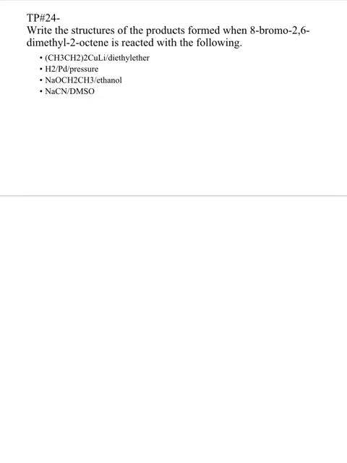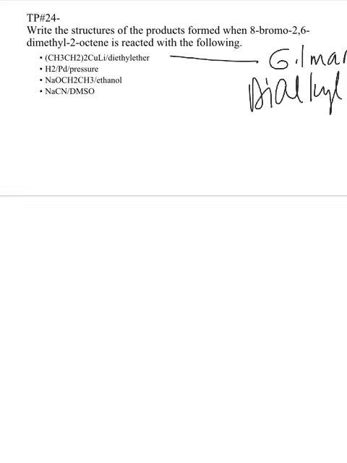This review question, number 24: write the structures of the products formed when 8-bromo-2,6-dimethyl-2-octene is reacted with the following. Okay, so here is your Gilman reagent again. Actually, it's the dialkyl lithium cuprate.